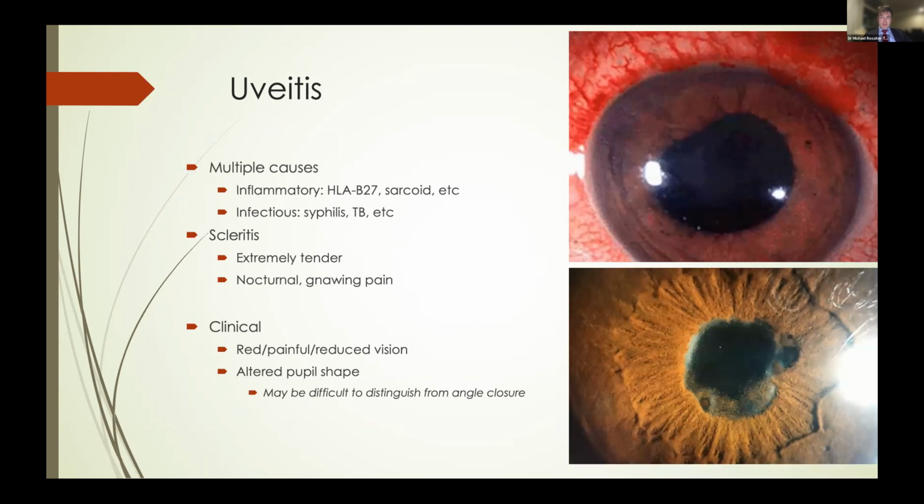Now, uveitis is one of the difficult things because uveitis can be difficult to distinguish from angle closure, simply because the pupil can be involved, and in some cases, the pressure can also be high. There are multiple causes. Inflammatory and infectious are the most important. Scleritis is another diagnosis which is different to uveitis, and that's characterized by extreme tenderness of the globe. In all of the other entities that I've mentioned, the eye is often sore, the patient will be quite tender, but in scleritis, it's extremely tender. This is the kind of diagnosis and differentiation from other causes of red eye that will need an ophthalmic assessment.